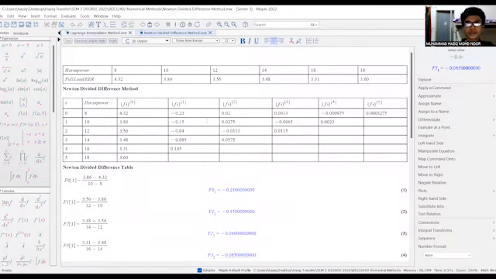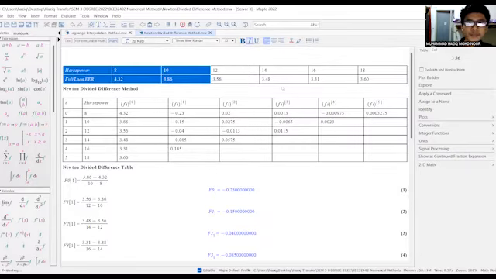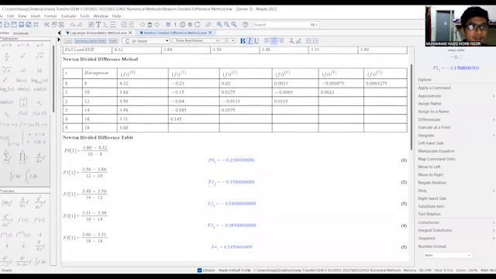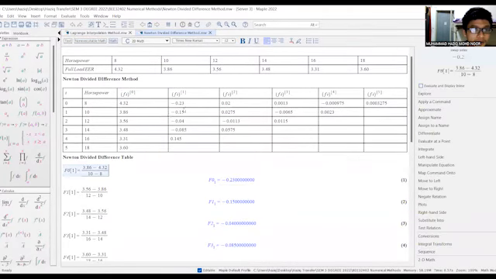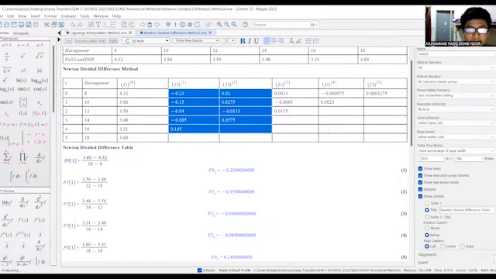The next method is the Newton divided difference, for the simulation method. It is quite different, but it is also a method for interpolation in numerical methods. This is the table for horsepower, as you can see from the Toshiba catalog, for the Newton divided difference method. You need to calculate one by one to get the values inside this table.